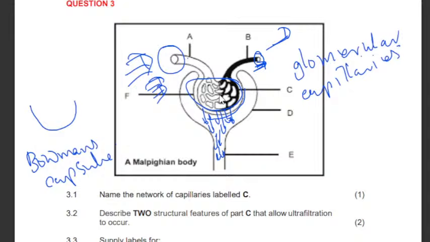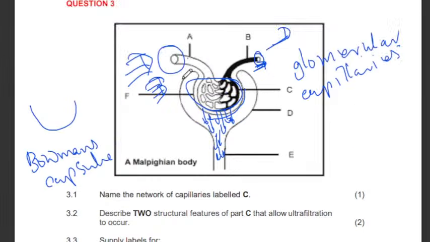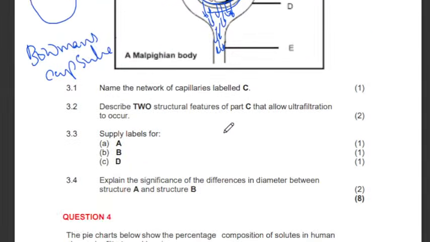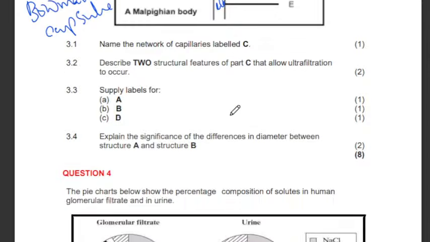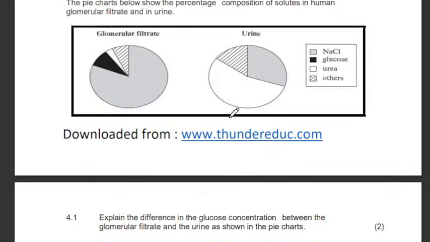Since they're only talking about C, not C and D, then we can leave it there. But if D was also included, then you would have talked about the presence of the podocytes. But the question is not there. So, explain the significance of the difference in diameter. We say that here it creates a pressure difference so that ultrafiltration can take place. Yes. Let's go to question number 4.